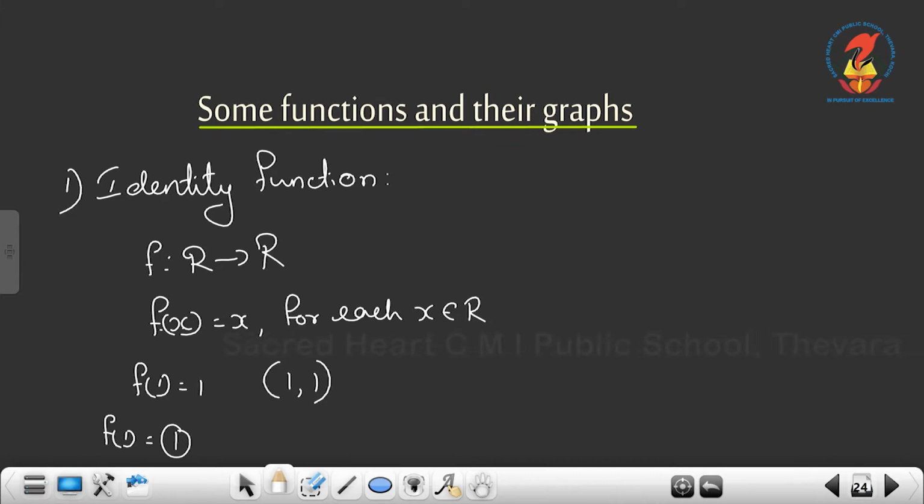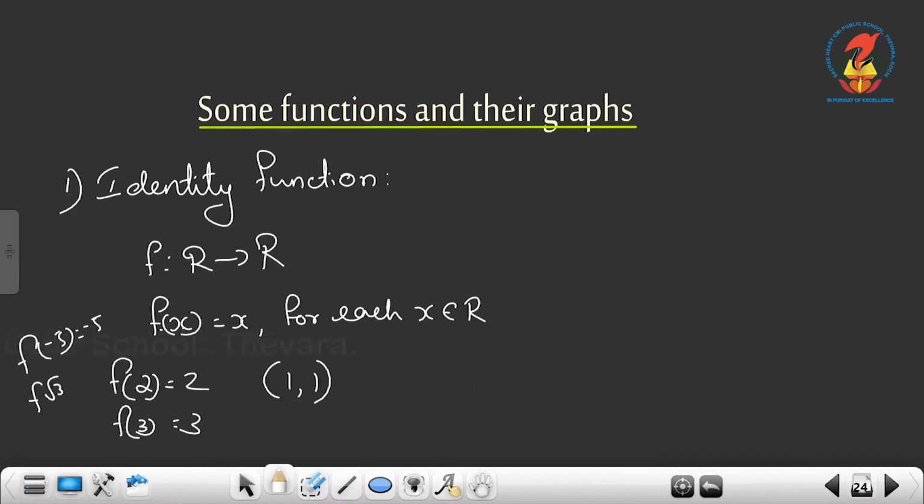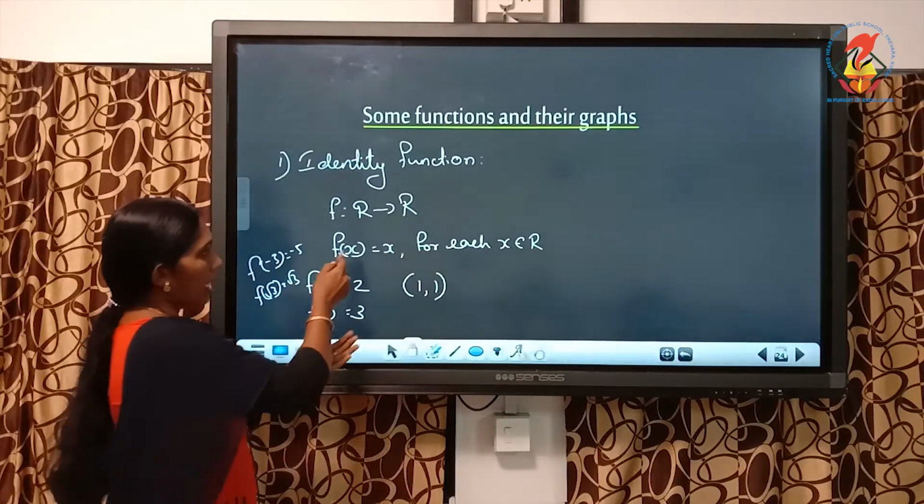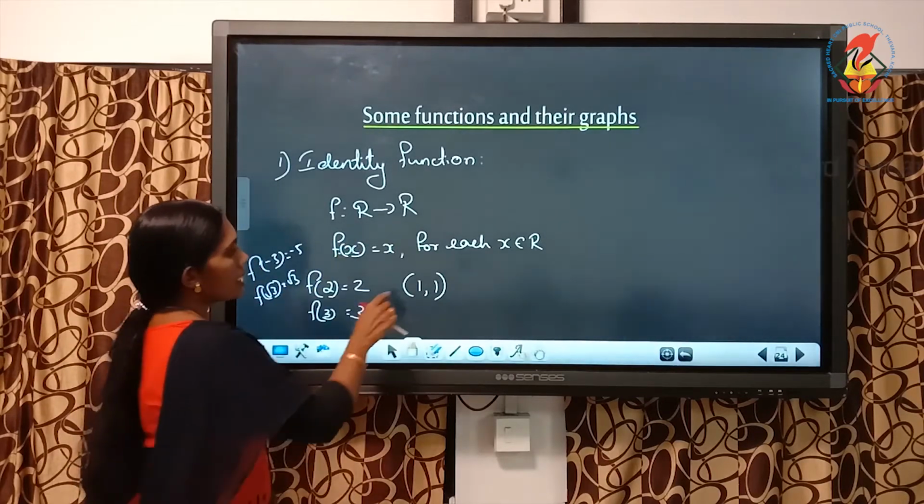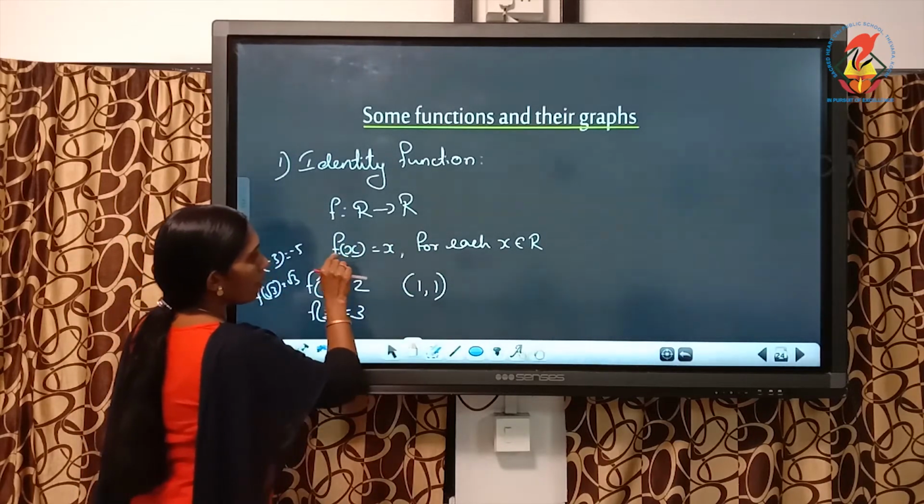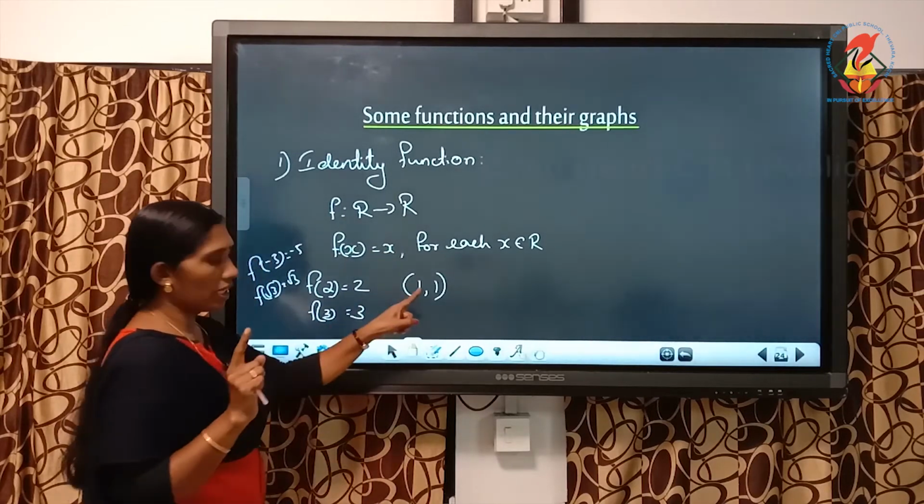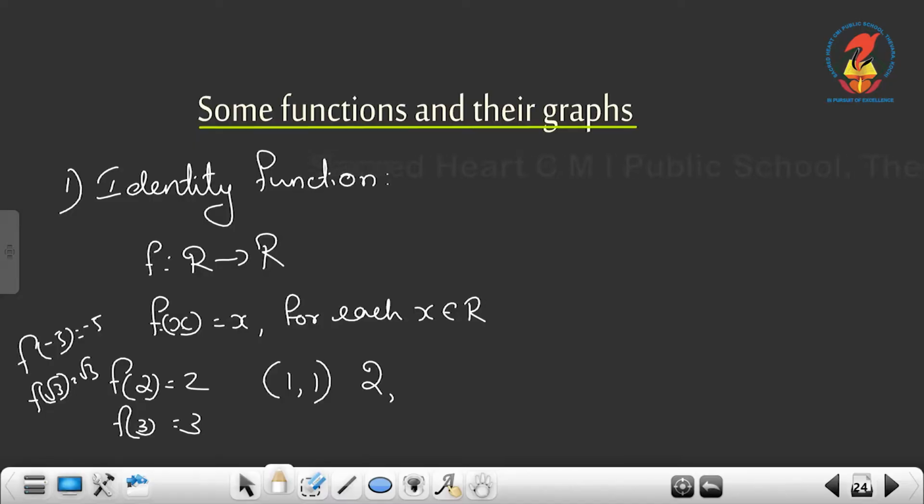Then if I give 2, here also 2, f of 2 is equal to 2, f of 3 is equal to 3, or f of minus 5 is equal to minus 5. f of root 3 is equal to root 3. Whatever the value of x, f of x is also that, that is the image. This f of x means image. x is the first element and the second element is the answer part. So if I give x as 1, f of x is 1 itself. f of 1 is 1. Then x is 2, f of 2 is 2, f of 3 is 3, like that.